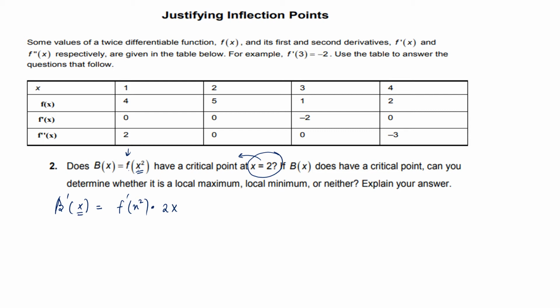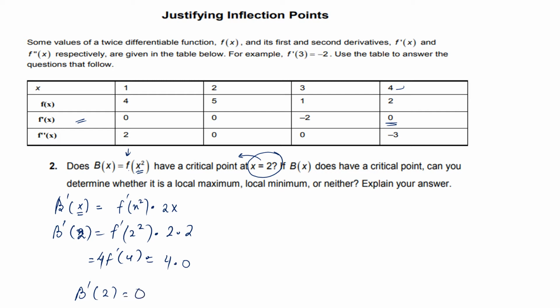Now you have to check the critical number at x equals 2. So replace x equals 2 everywhere. So f prime of 2 square times 2 times 2. So you will get f prime of 4 times 2 times 2, which gives you 4. So I'm writing it here, 4. Now f prime of 4 here is equal to what? Equal to 0. So f prime of 2 squared times 4 equals 0, which says that there is a critical number at x equals 2.